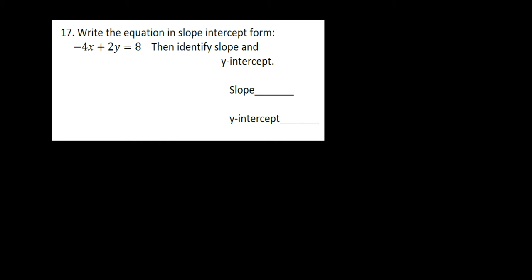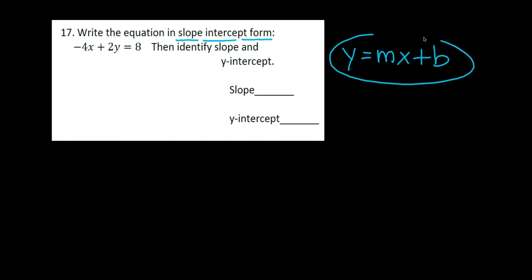On number 17, it says to write the equation in slope-intercept form. Slope-intercept form is y equals mx plus b. The difference between slope-intercept form and what was originally given to me is that in slope-intercept form, y is all by itself. And in the form that I was given, y is not by itself. So I'm simply going to get y by itself.